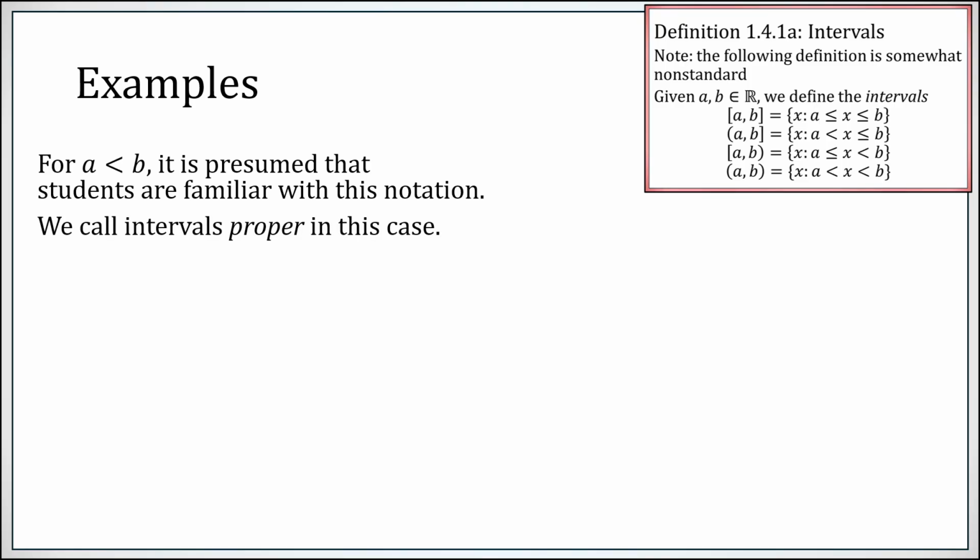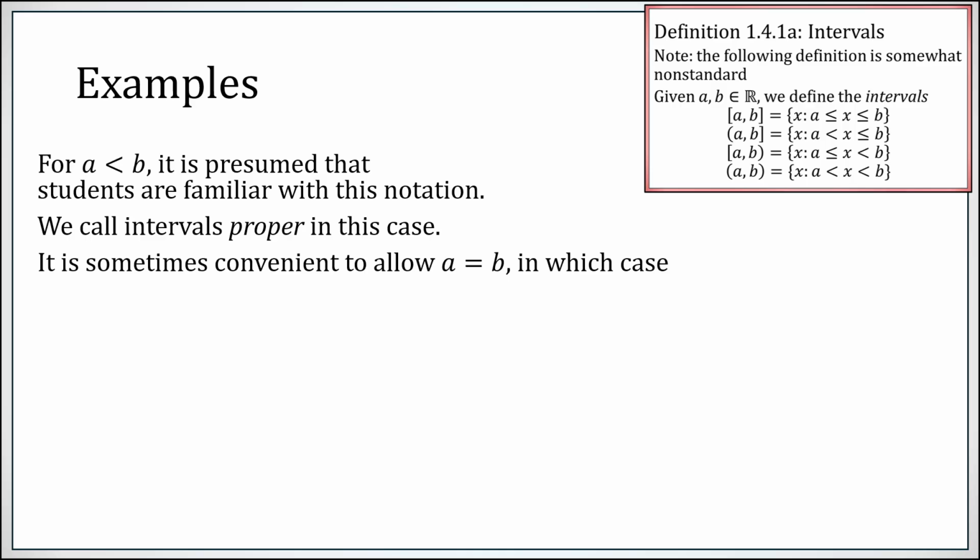And we're going to call those proper intervals. When a is less than b, these are all totally defined very reasonably. It is, however, sometimes convenient to ask what happens when a is equal to b. Now, in this case, you can see that if a and b are the same number, there is a single number that satisfies both of these inequalities, a or b itself. They're the same number, it doesn't matter which one.